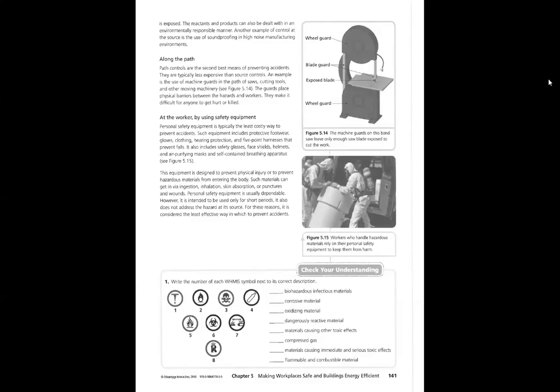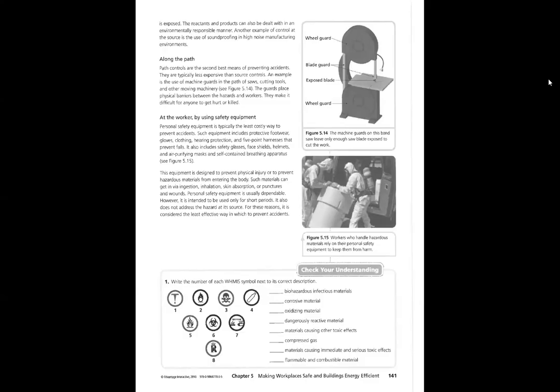There's a picture there. Figure 5.15 shows workers who are handling hazardous materials, and you'll see they've all got gloves and full body gear there. They even have respirators with tanks, so they're breathing in oxygen through their masks. And you can tell that that must be a very, very dangerous chemical that they're using there, so they must have to be extremely safe.